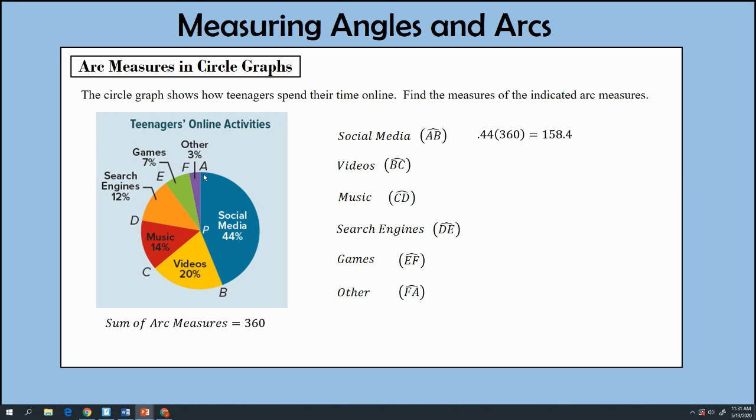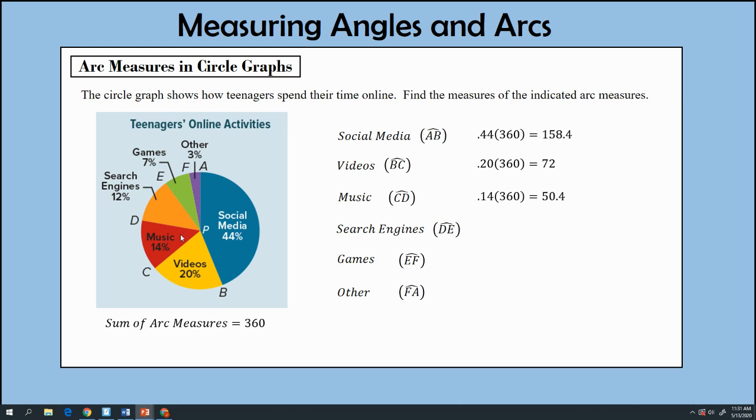The central angle for angle APB has got to be 158.4 degrees, because this part of the circle graph takes up 158.4 degrees of the entire circle. So the central angle is 158.4 and arc AB is 158.4. We continue doing that for the rest of them. Videos represents 20%, that's 20% of 360. So 20% of 360 is 0.20 times 360. That's 72. So that means angle CPB has to be 72 degrees and arc CB is 72.